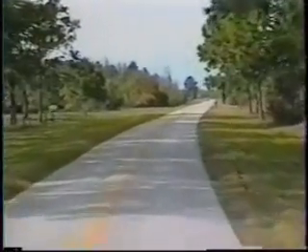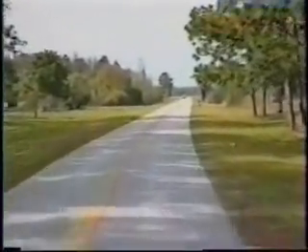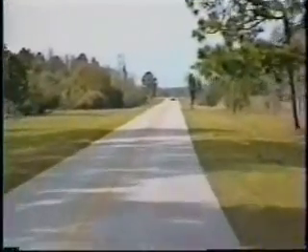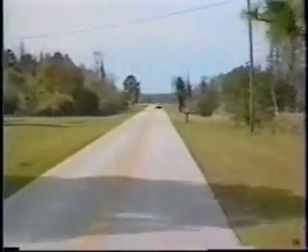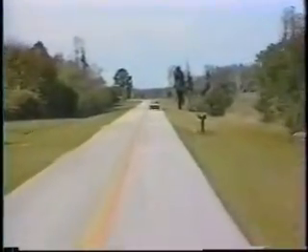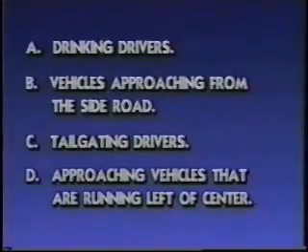P1. Your vehicle speed is 40 miles per hour. What are you searching for in the 360 degrees driving environment that circles your vehicle? A, drinking drivers. B, vehicles approaching from the side road. C, tailgating drivers. D, approaching vehicles that are running left of center.